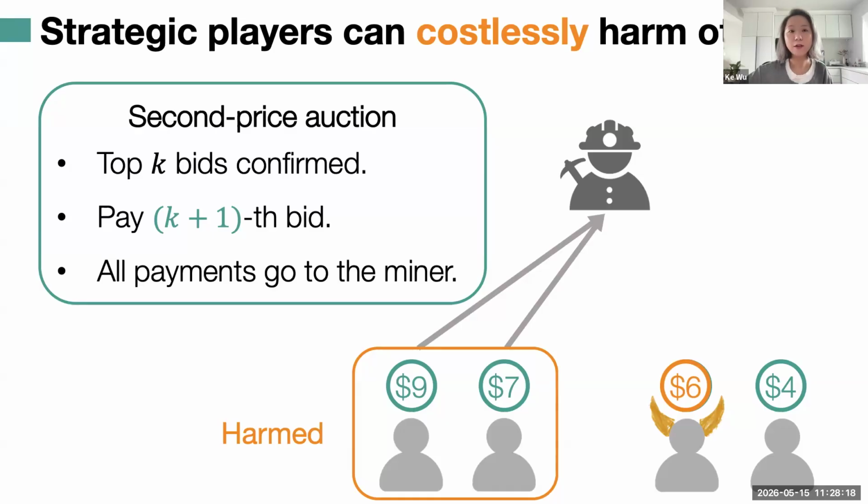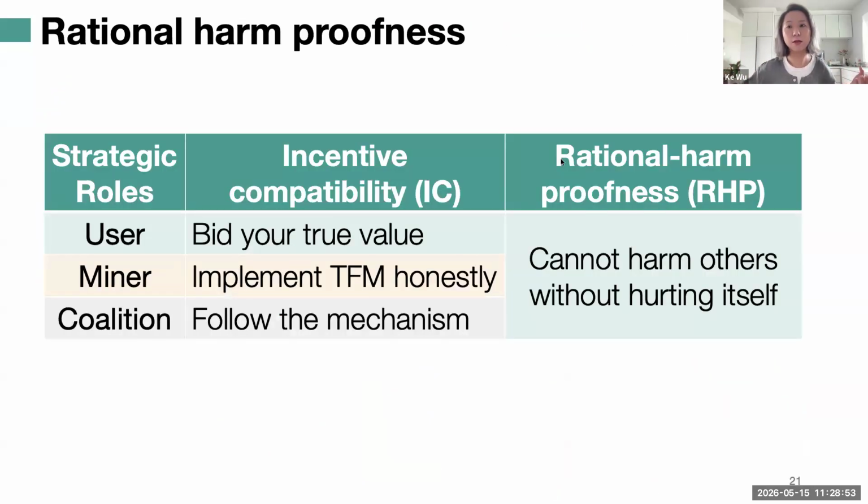So that is saying incentive compatibility does not prevent such costless harm. Yes, maybe I cannot do better compared to my honest behavior, but there are some strategies as good as honest behavior where I can just harm others. Maybe if I force them to pay more, they will have less money in their account balance. So in the future, they're less competitive with me. So we captured this property as rational harm proofness. We want to get rid of these types of attack.